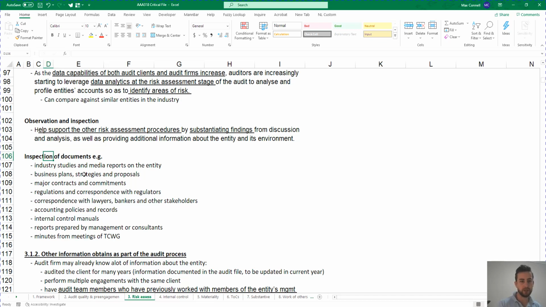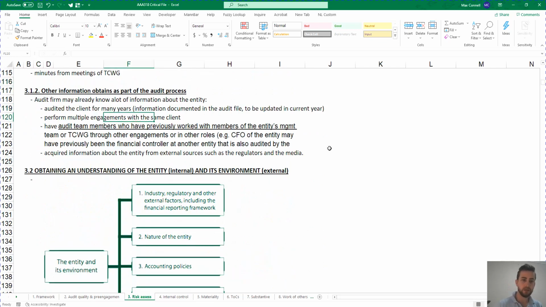So we've got some examples here for inspection of documents. Could be industry media reports, could be business plans, strategies and proposals, could be major contracts, commitments, internal control manuals, minutes from meetings, and so forth. Okay, and other information obtained as part of the audit process.